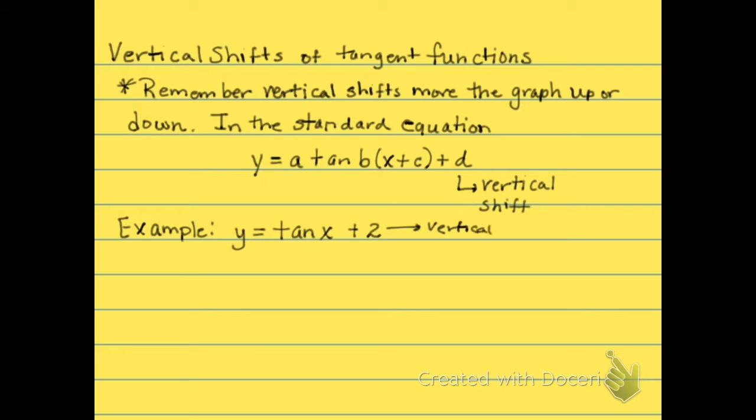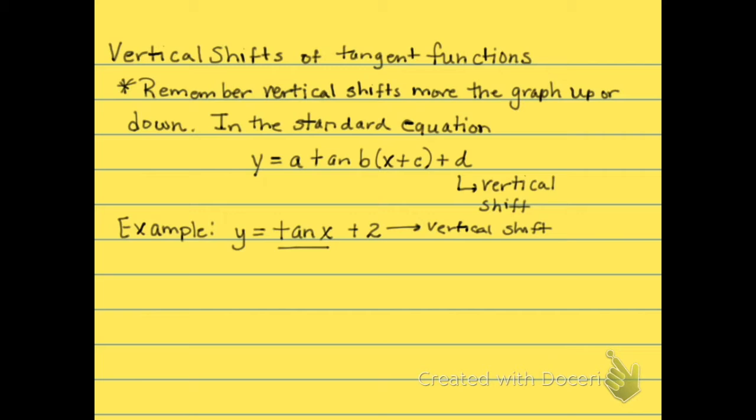So you're going to take this, the parent function here, tan of x, and you're going to shift the graph up 2 units. So that means your asymptotes will stay the same, but your graph, your 3 angles, would be shifted up 2 units. So we're going to take a look at this graph.